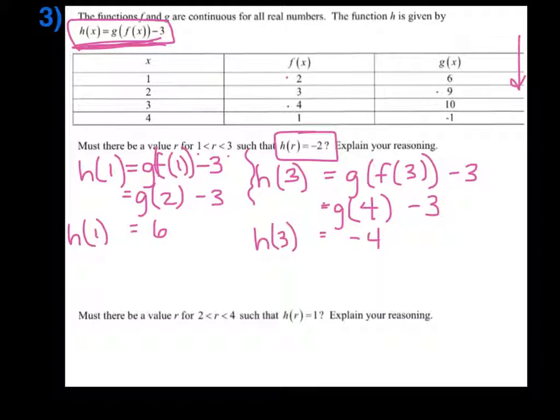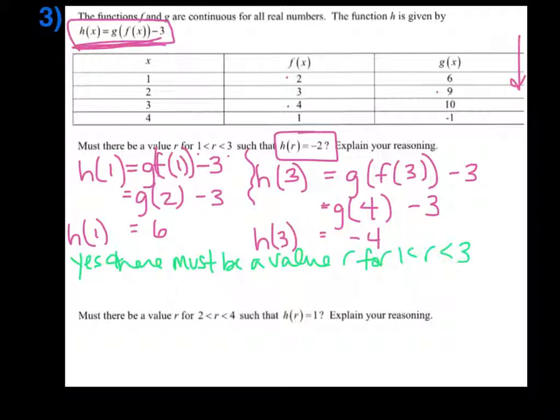Okay, negative 2 does fall in between there. So if that's the case, I can say yes, there must be a value r for 1 less than r less than 3, such that h of r is equal to negative 2.